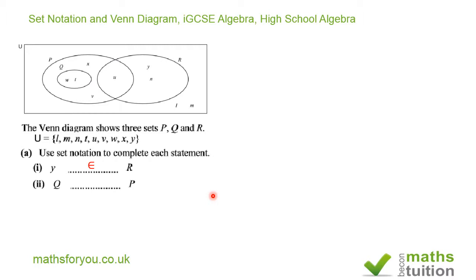Next, Q in relation to P. Now, Q is part of P. So set Q is inside set P. So Q is a subset of P, or you can say Q is a proper subset of P. Note here that all proper subsets are also subsets, but not all subsets are proper subsets.